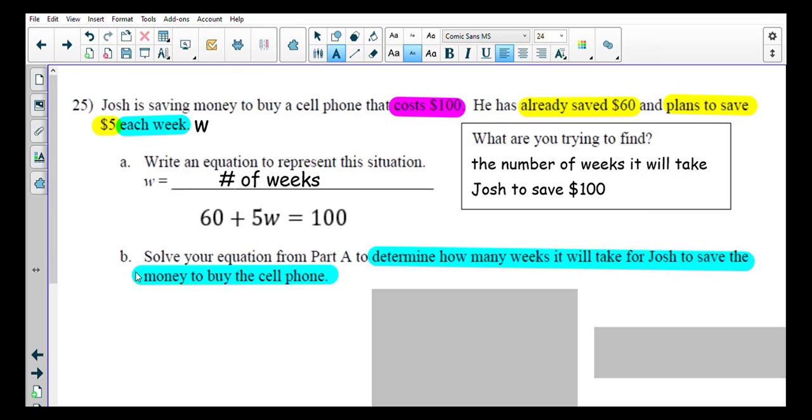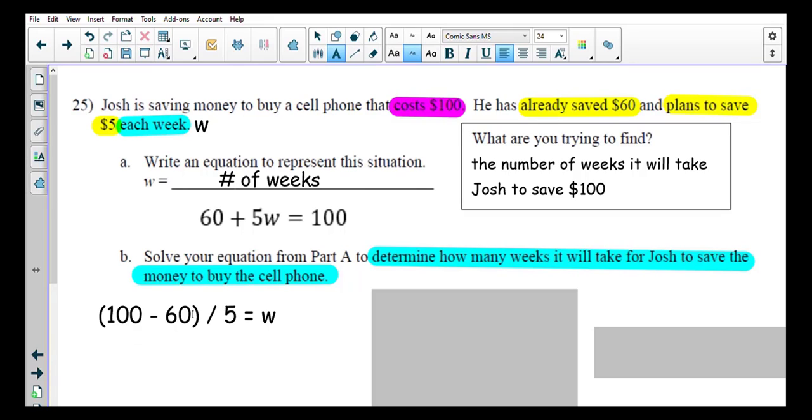I have seen students write 100 minus 60 divided by 5. There's nothing wrong with this in and of itself, but you need to set it equal to a variable because it asks for an equation. And if you write this, this is technically wrong because you don't have parentheses around the 100 minus 60. You need parentheses around the 100 minus 60 because otherwise order of operations would divide before you would subtract.